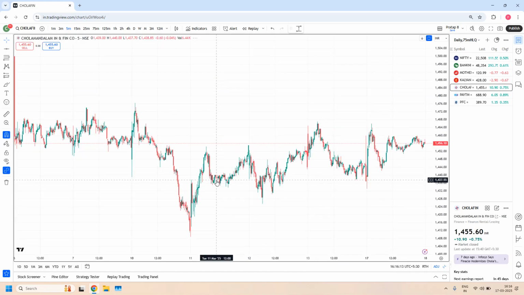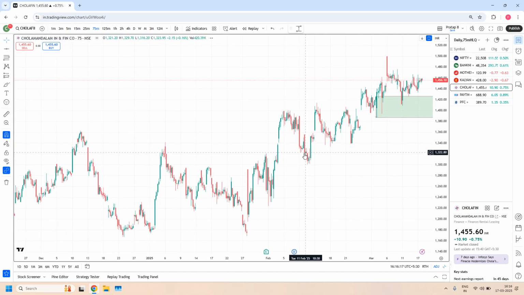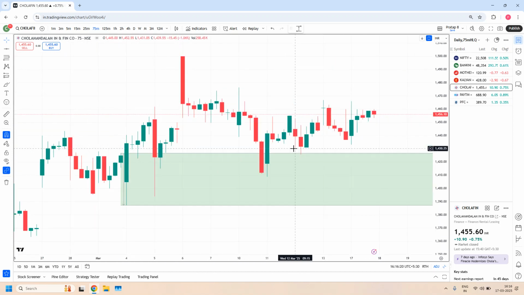Okay, next one is Cholamandalam Finance. This is a 75 minutes high liquidity demand zone. How did our software identify this zone? As a rally base and a rally candle. That's why you got a very big zone.